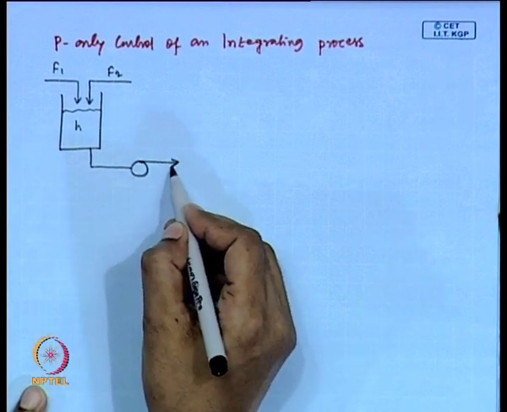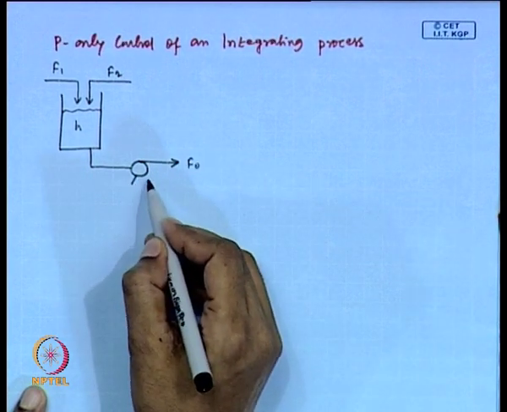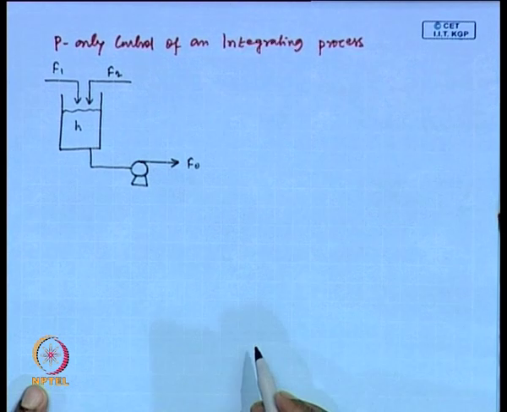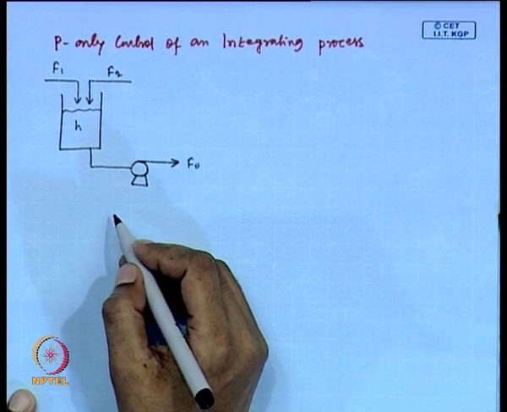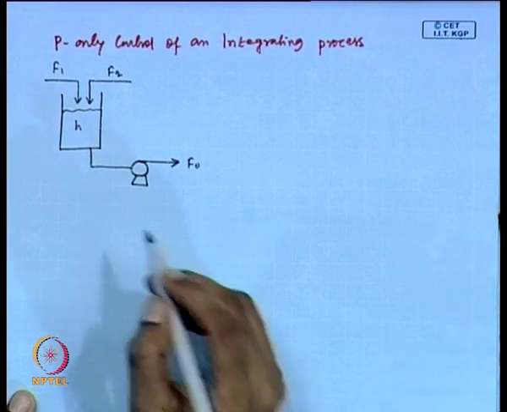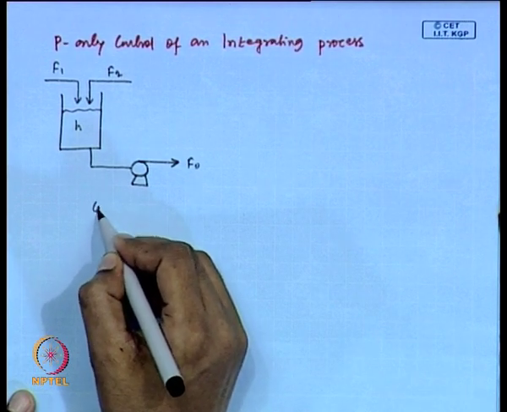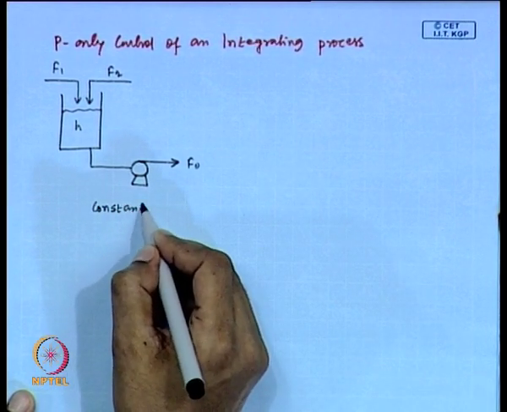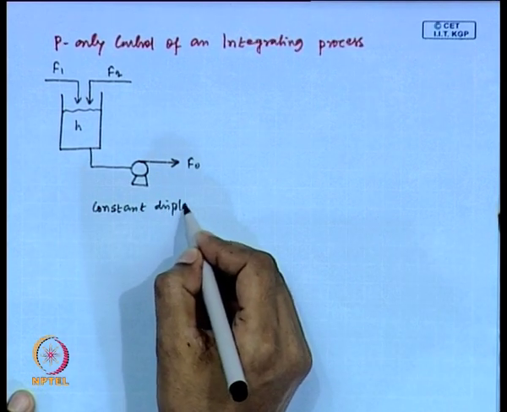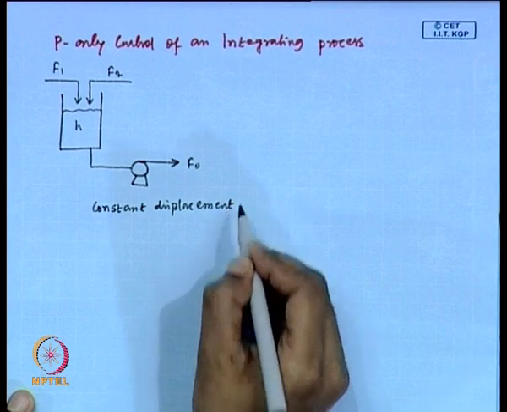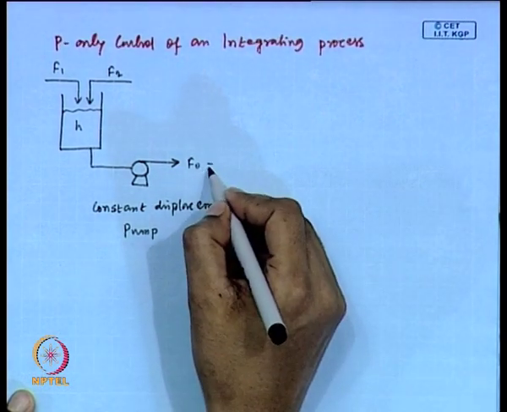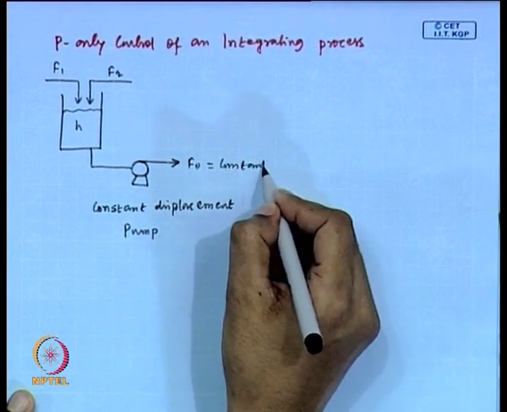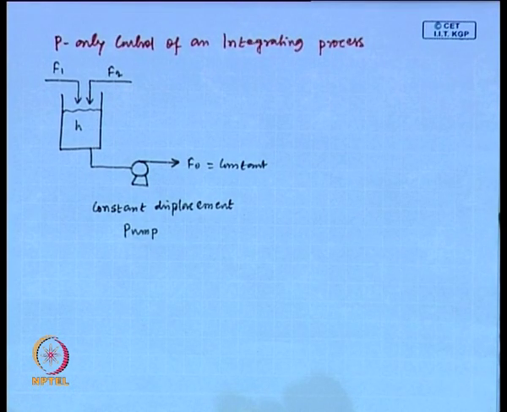One outlet stream is involved, which has the flow rate of F0, and one constant displacement pump is installed in the outlet section. This is a constant displacement pump. It indicates F0 is a constant term. Fine, F0 is constant.